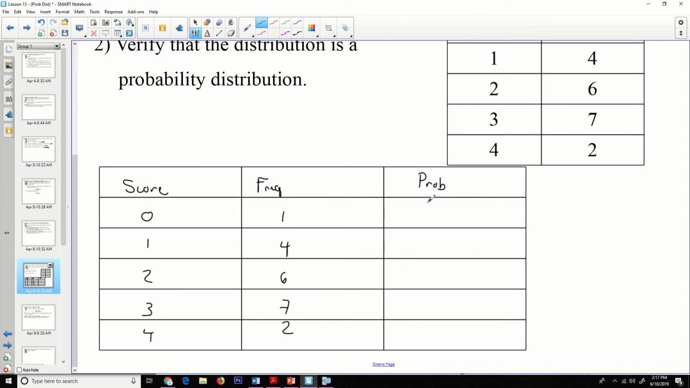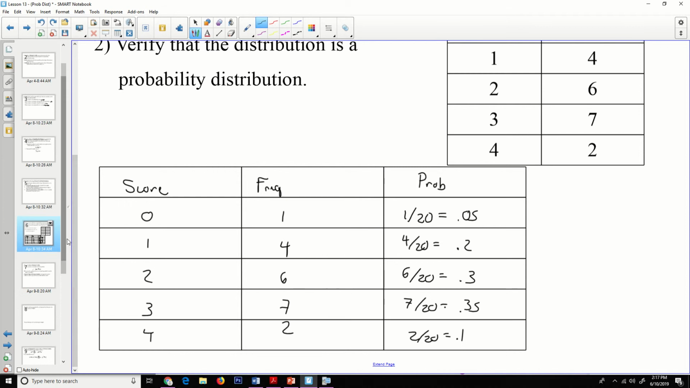So the probability for this one will be 1 out of 20, which is 0.05. The probability for the second one will be 4 over 20. I don't know why I have 5 there. 4 over 20, which if you put in your calculator is 0.2. 6 out of 20 is 0.3. 7 out of 20 becomes 0.35. And then 2 out of 20 is 0.1.